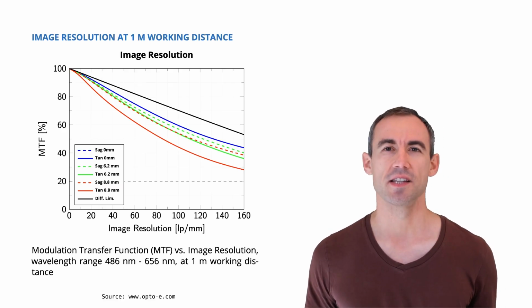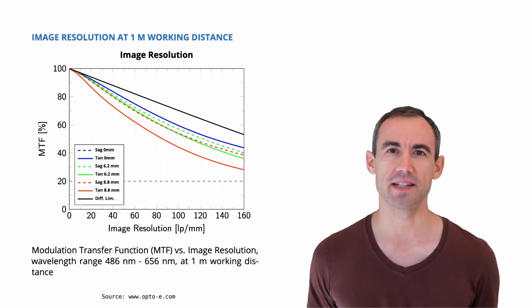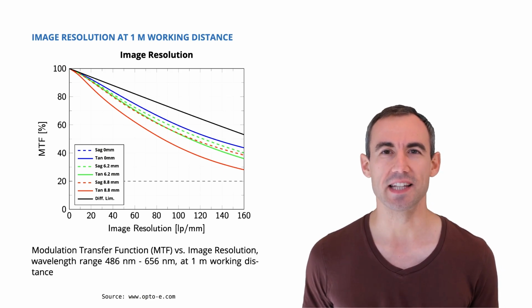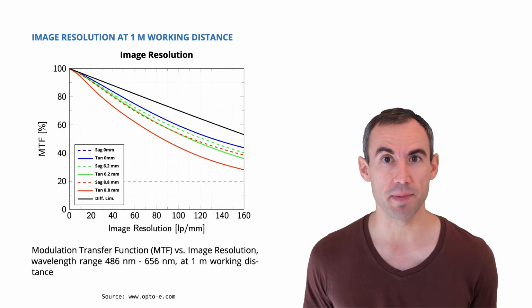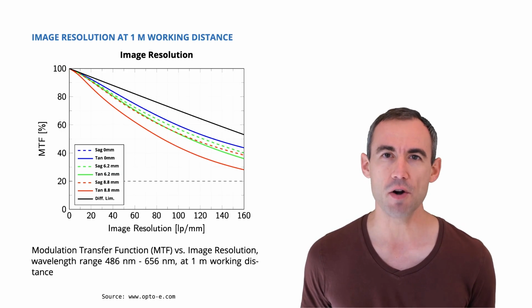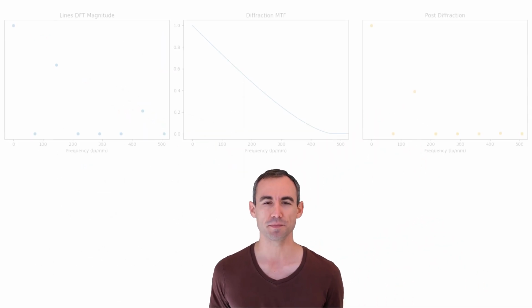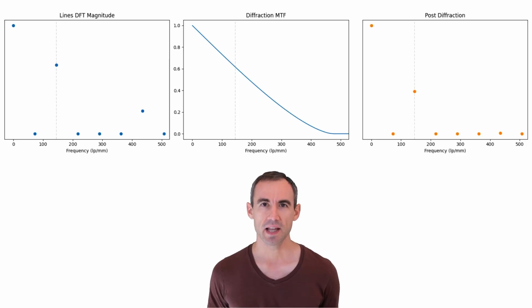These MTF charts show us the contrast for sinusoidal patterns, so for the wave patterns that we looked at before. And since any pattern, including the line pattern, can be written as a sum of sinusoidal patterns, we can now look at how our lens affects the contrast of the line pattern. For simplicity, I'm assuming that we've got a perfect lens, so I'm using the line in the MTF chart that refers to the diffraction limit.